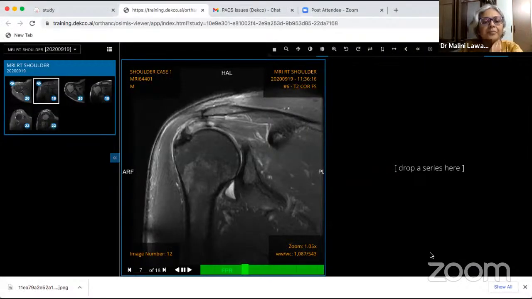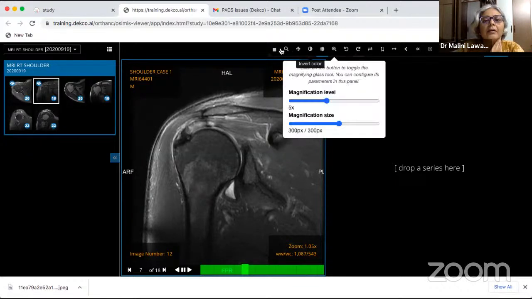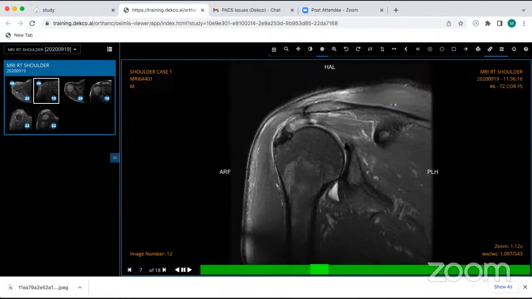I'll just share my screen. Yeah, I'll just share the screen again. Give me just a minute. Yeah, I'll just share my screen. We'll look at a few cases. Yeah. Is my screen visible to everybody? Yes, ma'am. Okay. So I'll just zoom this up.